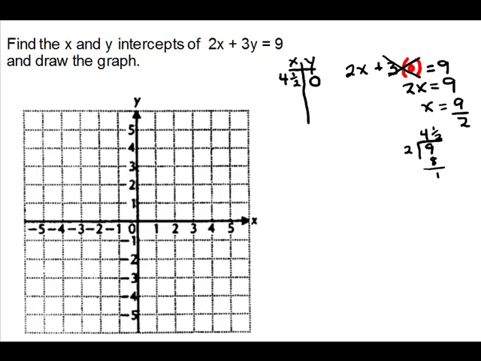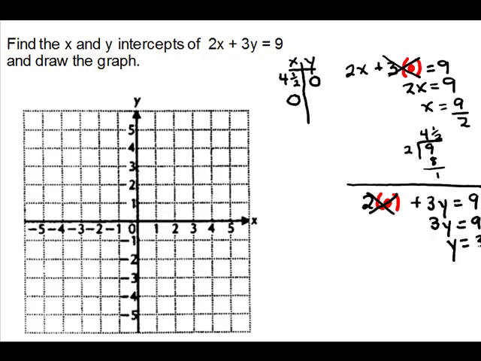So we have 4.5 and 0. That gives our x-intercept. Then let's find the y-intercept. For the y-intercept, we'll put 0 into the x. So we go back to the original equation, except we're going to substitute 0 into the x. This piece cancels, so we have 3y equals 9. Divide out the 3, so we get y equals 3.